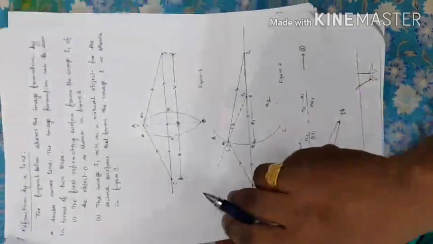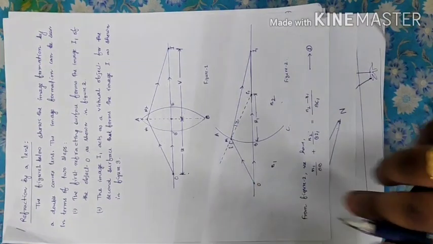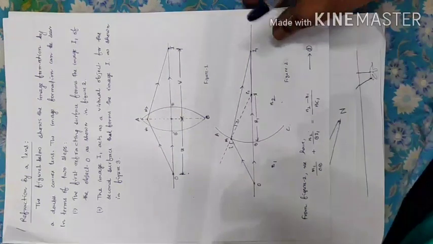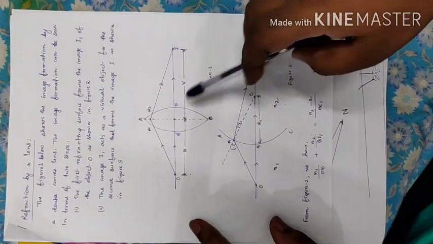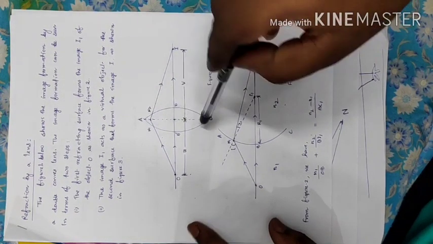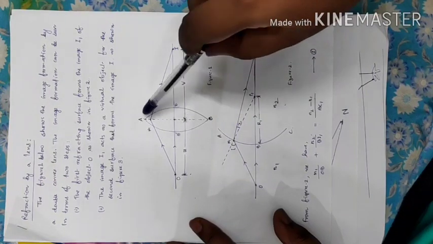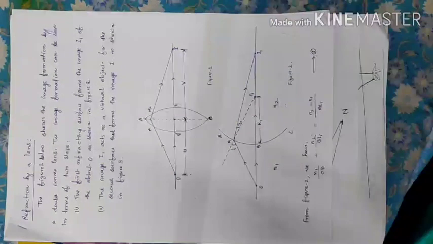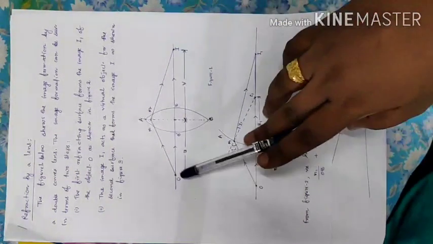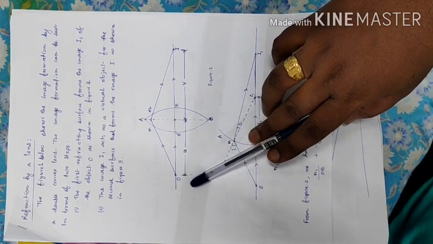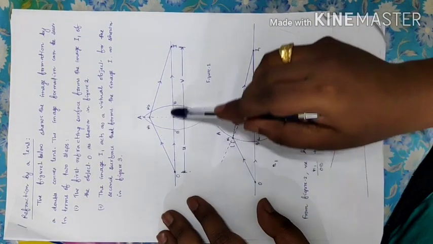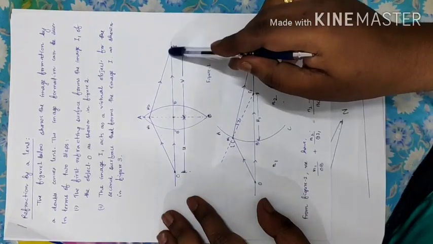Now see this refraction by a lens. This is your convex lens, or you can say double convex lens because it has two convex surfaces. So O is your point object. The ray along the principal axis will pass through as it is.